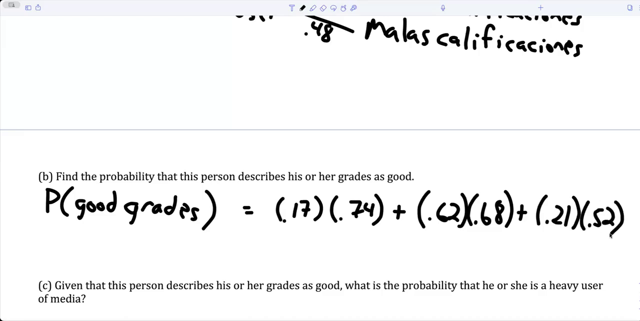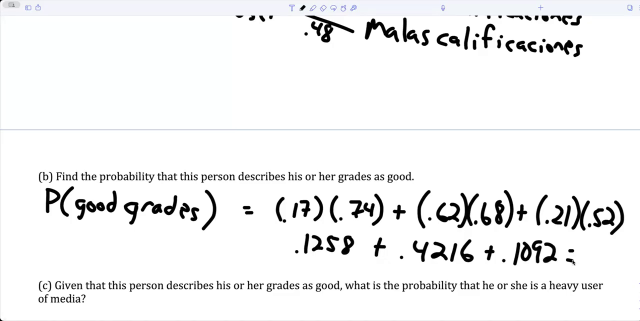And so I'm going to write down these probabilities for the separate ones. This was like 0.1258, and then 0.4216, plus 0.1092. And again, since these outcomes are mutually exclusive, we are going to add these together. And so the overall probability that they get good grades is 0.6566.